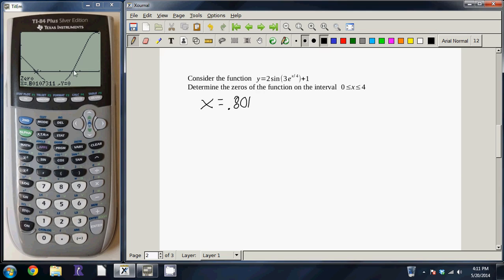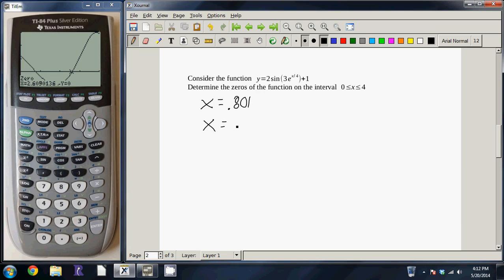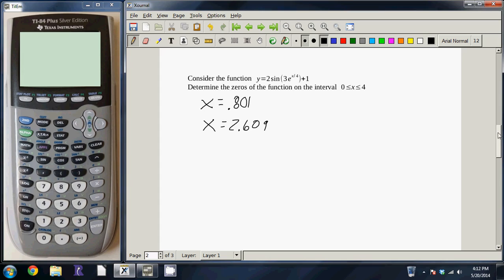If we want to find the other zero, we're going to do the same thing, second trace, number 2 for zero. But this time for our left bound we'll go 2 and our right bound will be 3. We'll go ahead and guess there, and we get 2.609. So there are our zeros. Now we'll go ahead and reset our calculator, and we'll go to our next problem.